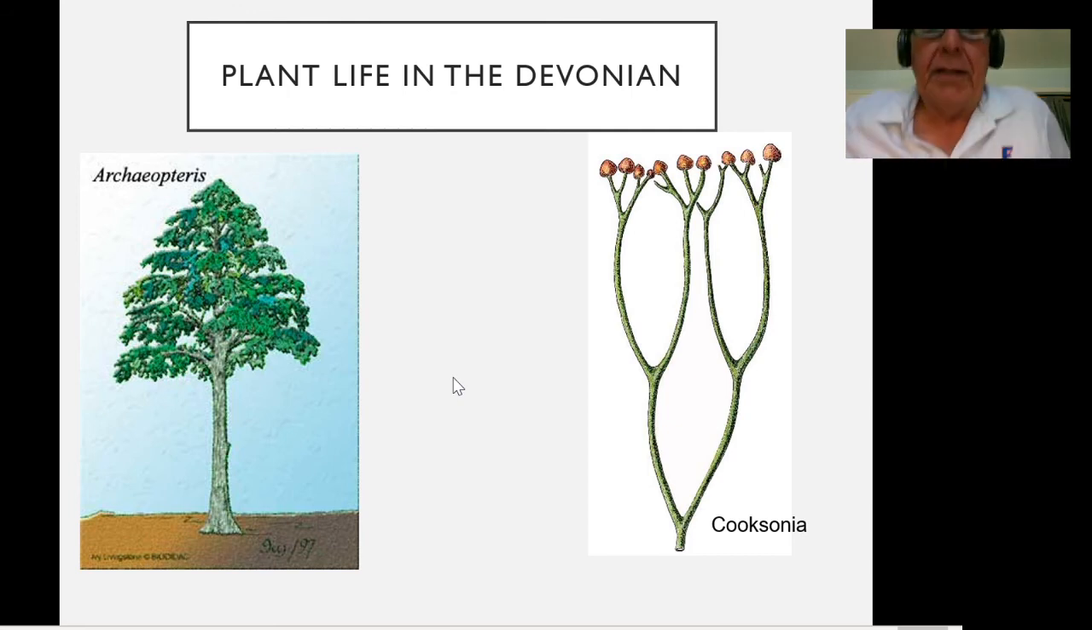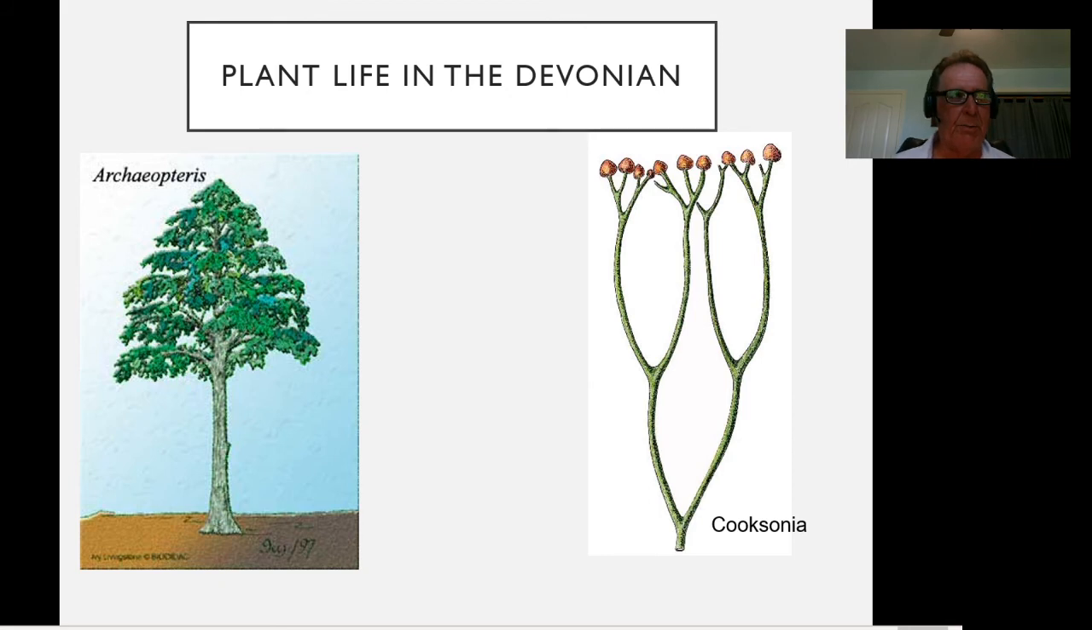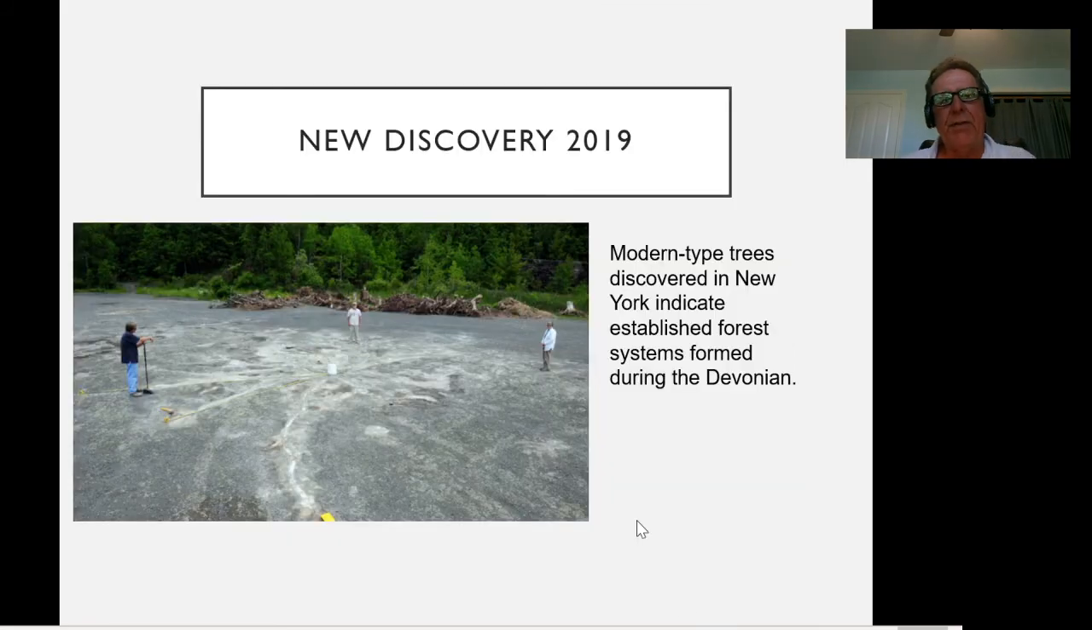Plant life in the Devonian. Originally, plant life in the Devonian was thought to be somewhat simple. There were trees, but they were thought to be more primitive trees. Here's Archaeopteris as opposed to Archaeopteryx, the bird. This is Archaeopteris, an early land plant. Cooksonia, fairly simple plant.